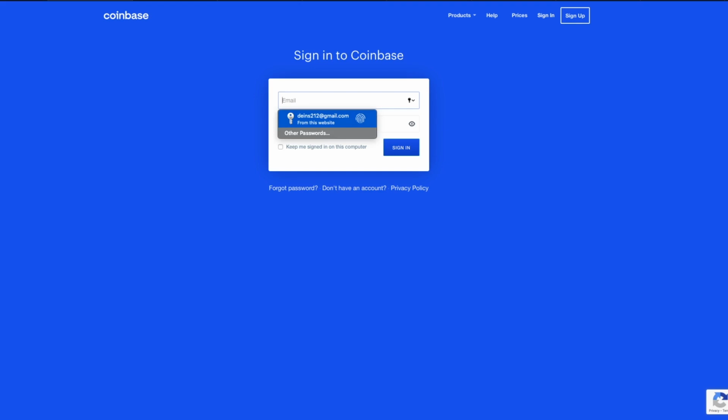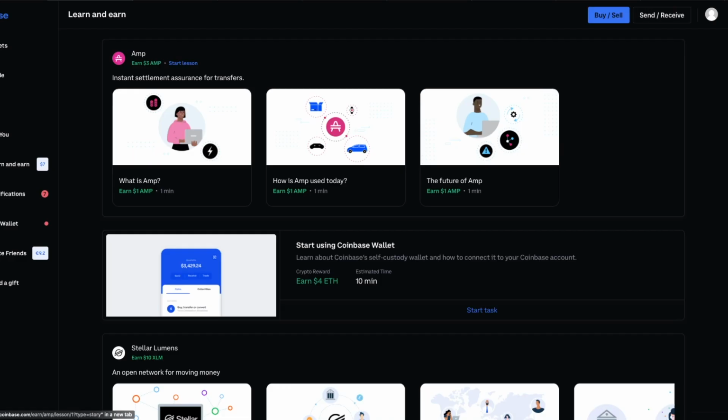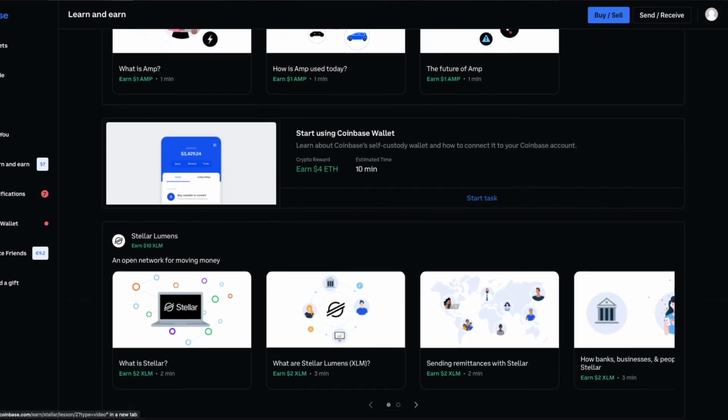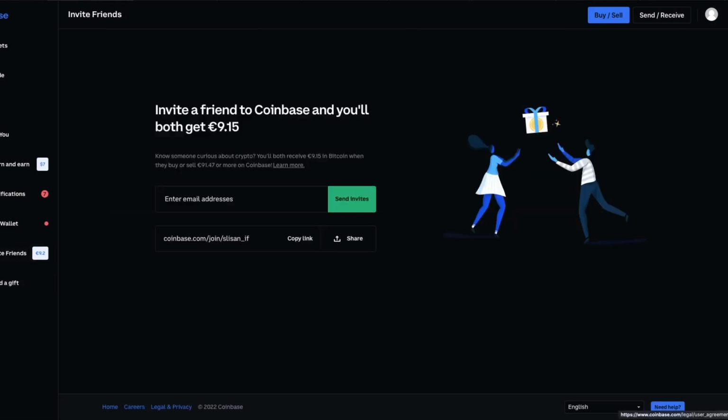To do that, we're going to need to get a little bit dirty, so bear with me. Good place to start is by opening a Coinbase account. And Coinbase has a Learn and Earn section where you can periodically get some free cryptos. For example, you can get $3 by learning about AMP, $4 if you set up a Coinbase wallet, and $10 if you learn about Stellar.